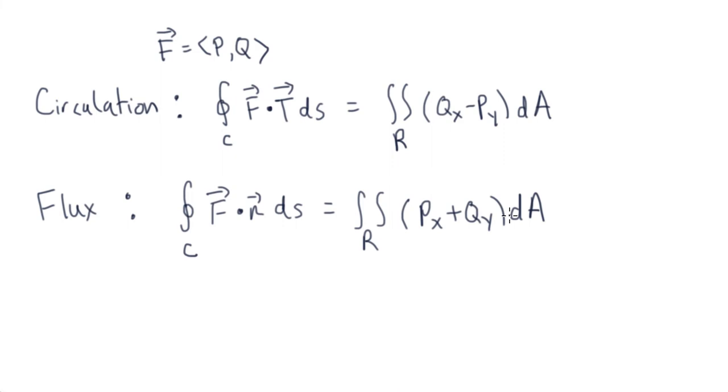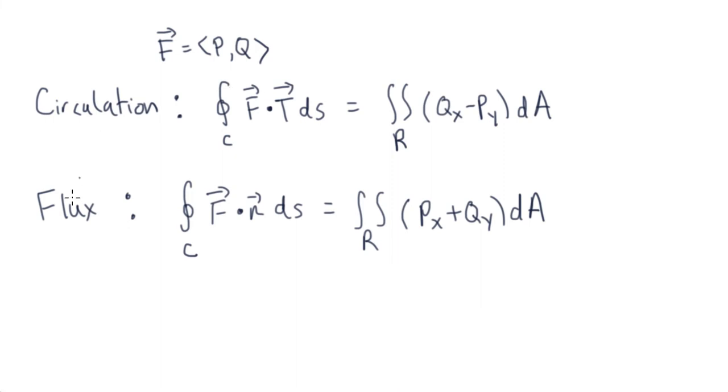However much water is spreading out over a region is going to equal the water that spreads out over the boundary. And the amount of rotation in the water inside the region sort of gives rise to the rotation over the boundary. So they're really cool theorems. It's really worth thinking about what they're saying.